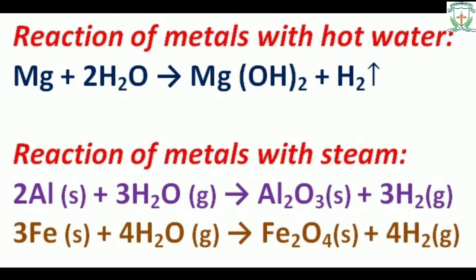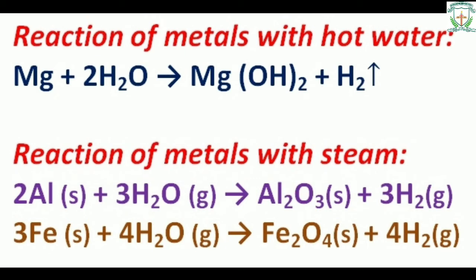Metals like aluminium, iron and zinc do not react with either cold water or hot water, but they react with steam to form the metal oxide and hydrogen. The reaction of metal with steam: aluminium plus steam, Al plus H2O, gives aluminium oxide plus hydrogen gas. Iron, Fe, plus steam, H2O, gives Fe3O4, that is iron oxide, plus hydrogen gas.